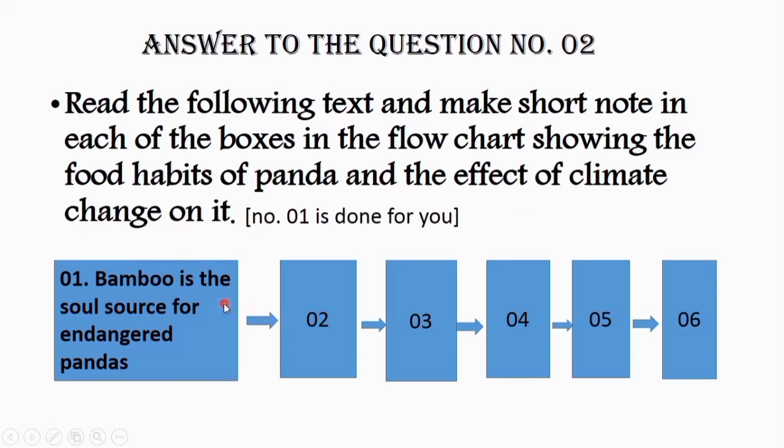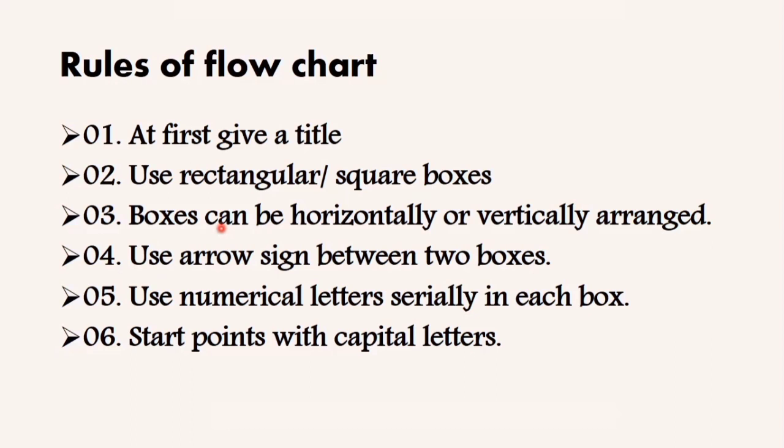Here, number 1 is given. Bamboo is the sole source of food for endangered pandas. So now we have to put other information regarding the food habits of panda and the effect of climate change on their food habit. And how are we going to complete them? Let me show you, and what are the rules that we are going to follow. My dear students, a flowchart is an item that we present in a diagram, and while preparing a diagram, we have to be a little careful. And here are the rules. How are we going to present them?